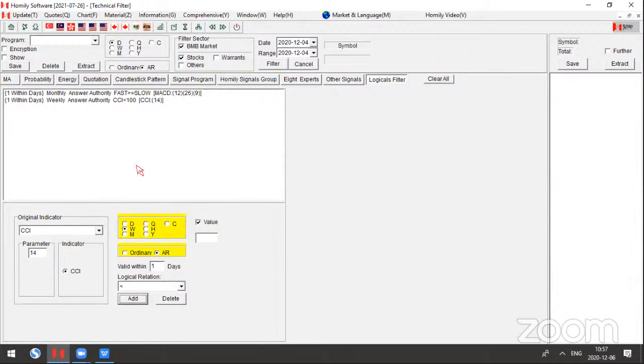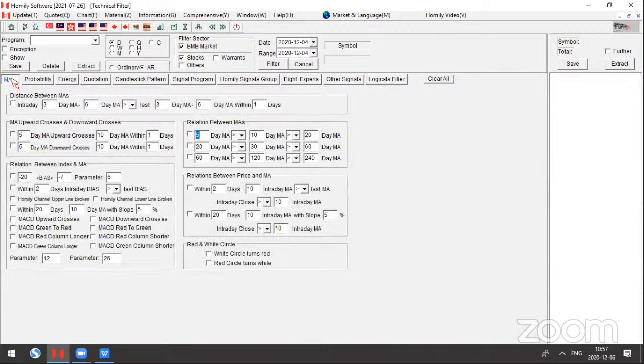And the last one is easy to understand, which is based on the red and white circle on the daily chart. The red and white circle filter is in the first category, MA. Click MA and tick this one, white circle 10-3. Okay, so these are the 3 steps to set the criteria. Then you can just save this filter program. You can give it a name, such as triple screen. Okay, triple screen, I think will be okay. Then after that, you can just save it, then filter.